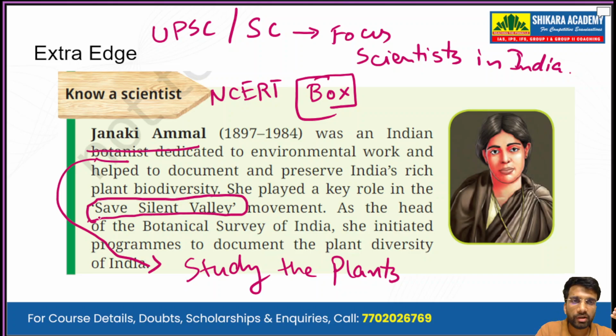The Save Silent Valley movement was against the proposal of a hydroelectric dam across the Kunti River, a tributary of Bharat River in the state of Kerala. The project was ultimately abandoned after years of struggle in 1983, and Silent Valley was declared a national park in 1985. The movement was spearheaded by scientists, environmentalists, and local communities, and they were focused on protecting the valley's unique biodiversity and indigenous communities.